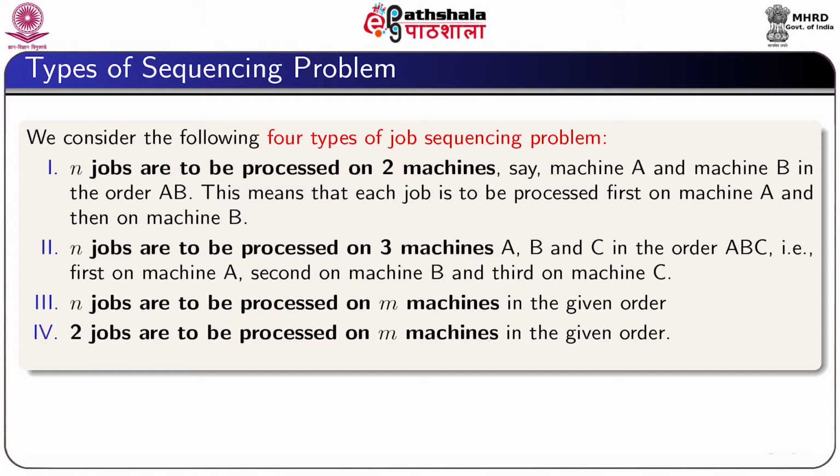In type 2, n jobs are to be processed on 3 machines A, B and C in the order A B C, that is, first on machine A, second on machine B and third on machine C. In type 3, n jobs are to be processed on m machines in the given order, and in type 4, 2 jobs are to be processed on m machines in the given order.